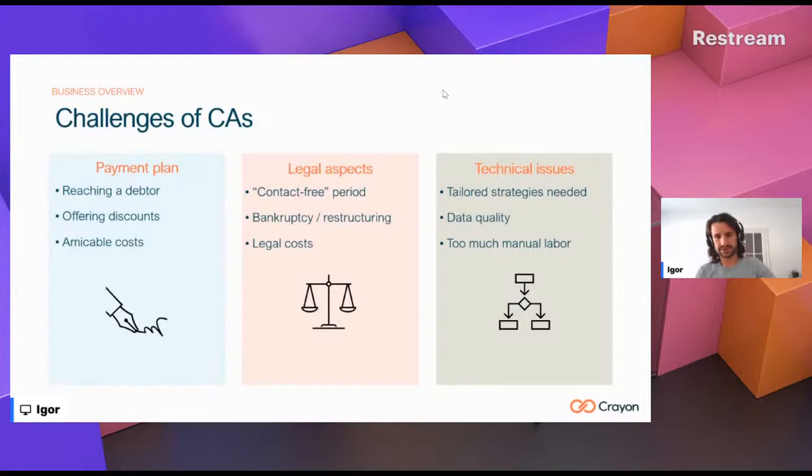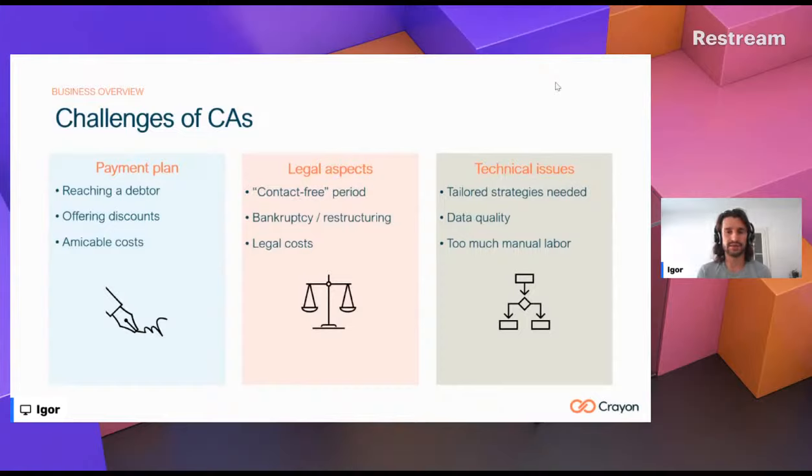And the next pillar is technical things. As there are many customers, we need a lot of tailored strategies for them. But it also doesn't make sense to create a strategy per customer, so probably it makes sense to create some groups.